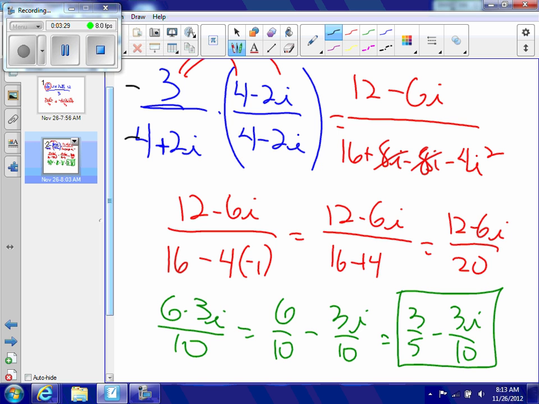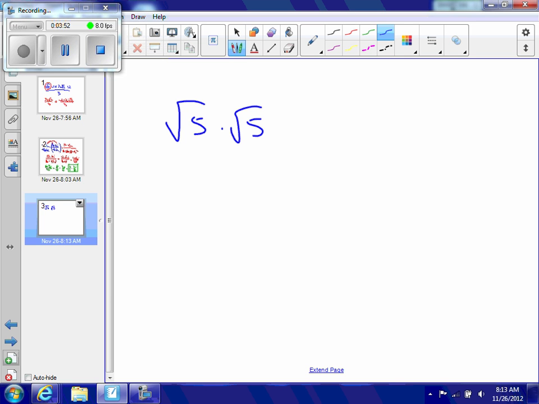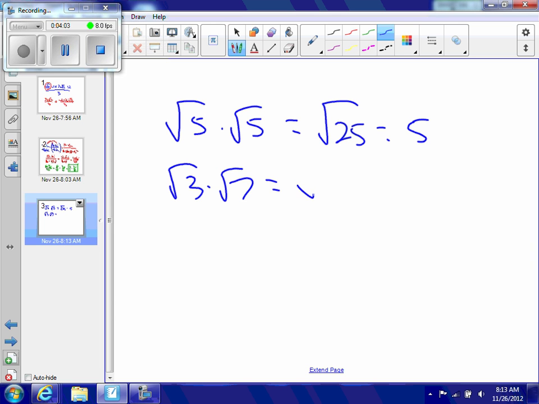Would i squared be 1 because it's negative 1 times negative 1? Let's not go there. This is where you have to know that i is different. Because you're absolutely right. If I multiply the square root of 5 times the square root of 5, that looks like the same thing as the square root of 25, which is equal to 5, right? Or if I multiply the square root of 3 times the square root of 7, that's the same thing as the square root of 3 times 7, which is the square root of 21. Right?